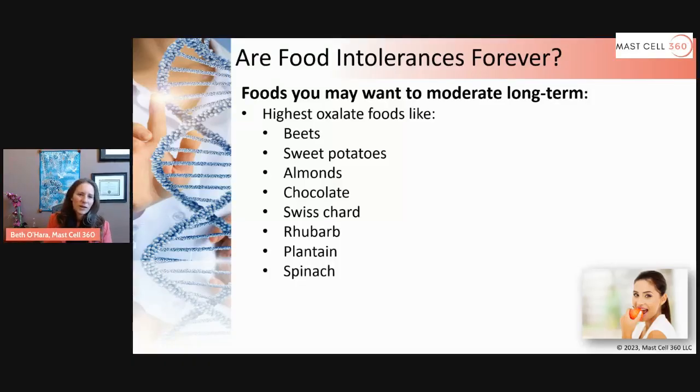Well, guess what I was eating in the winters? What was at the farmer's market? The beets, the sweet potatoes, the Swiss chard, the spinach. And then I had replaced gluten with almond flour. So my oxalate load was huge.